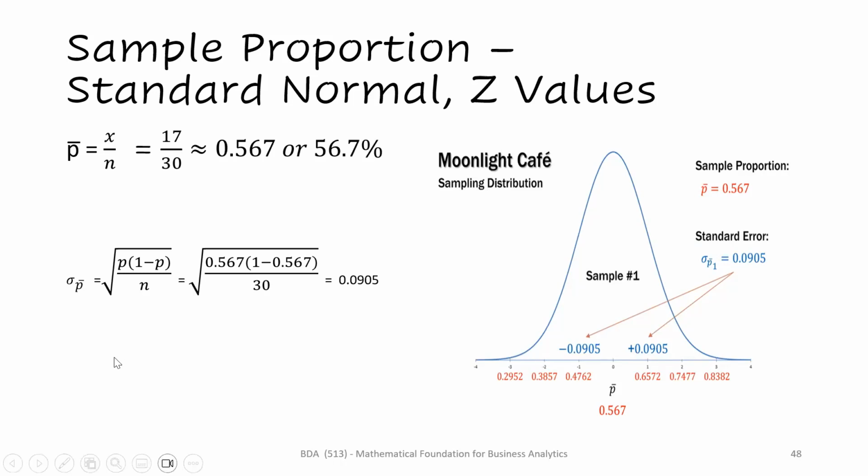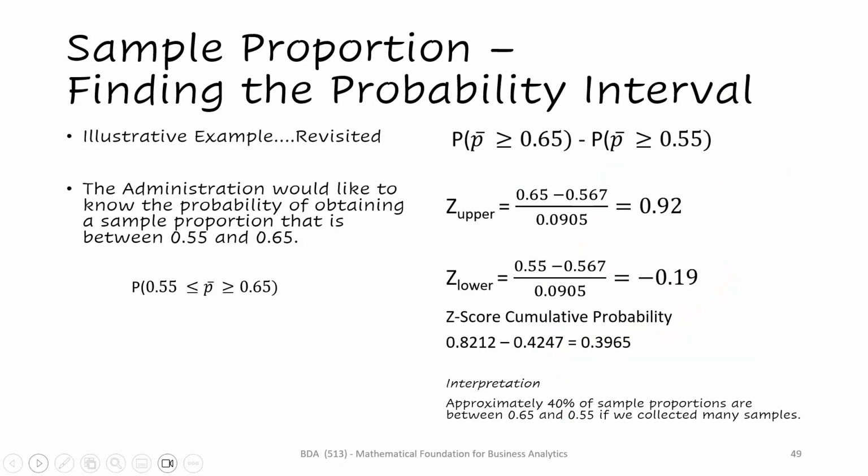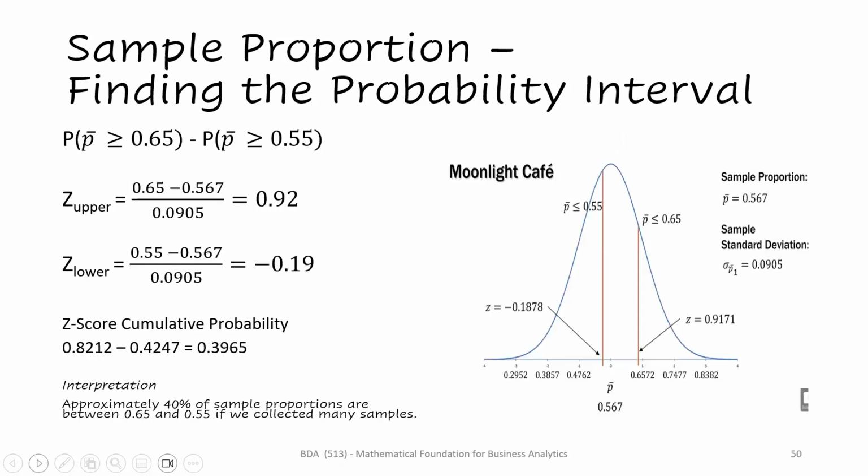Any other question? So we pick the upper and then the lower from our table, and then we get that. So everything is worked out here for you.